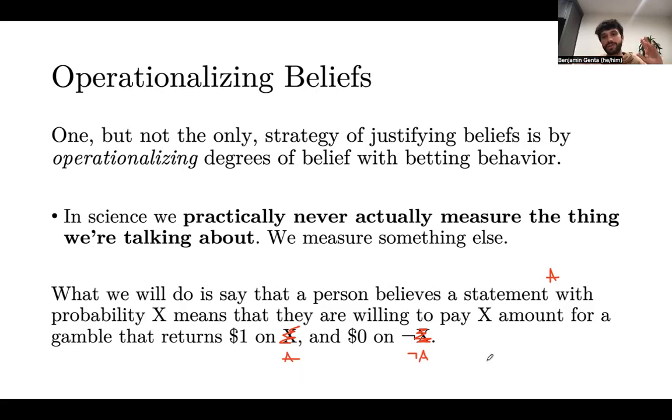So I make more than I lose, but that makes sense because I don't really believe that it's going to rain tomorrow. Right? I only believe it with 0.25. Okay, so what we're going to do now is go through an example with this operationalization of belief, and we're going to see how violating the rules of probability leads to senseless behavior. Namely, it leads you to a Dutch book.